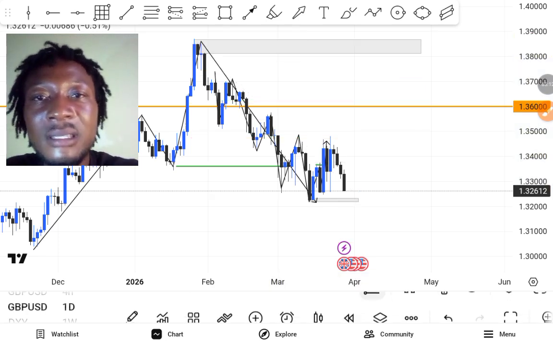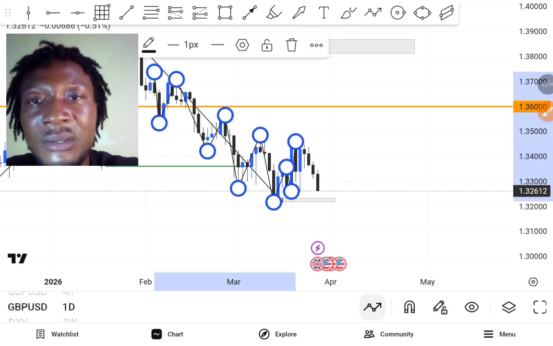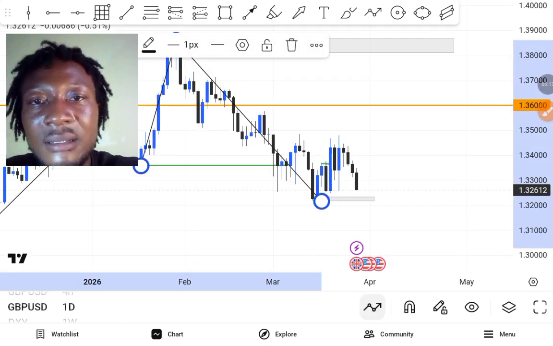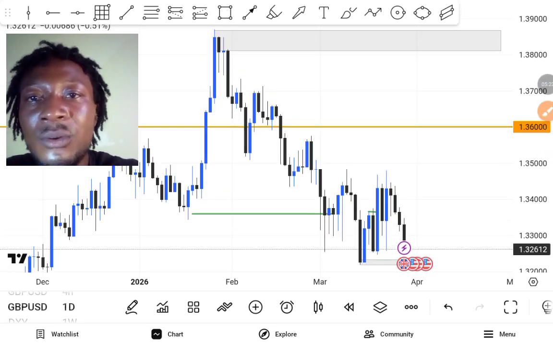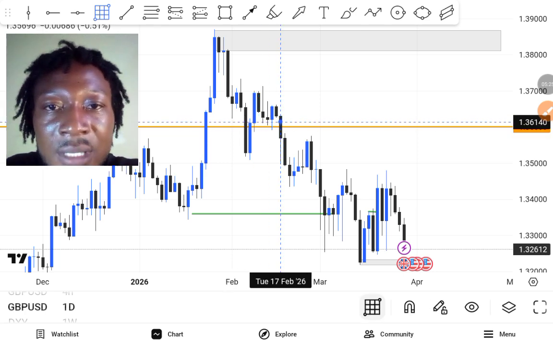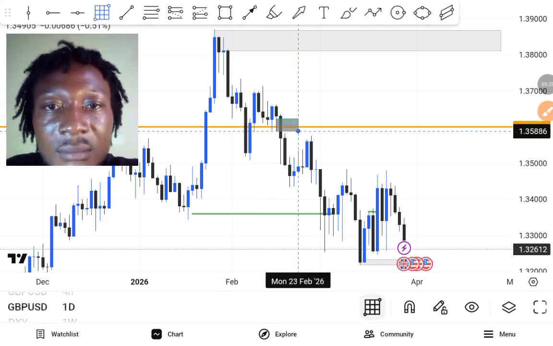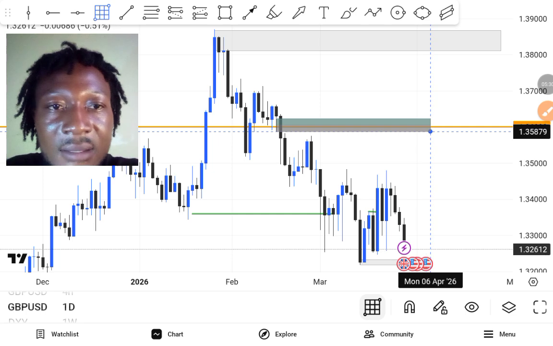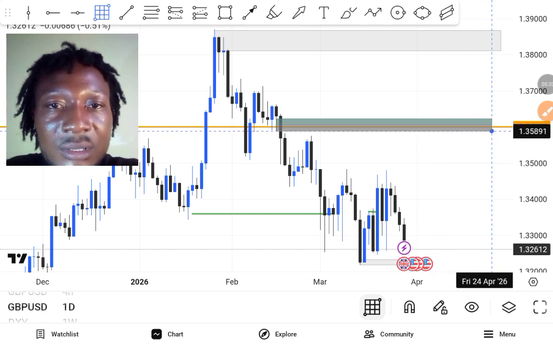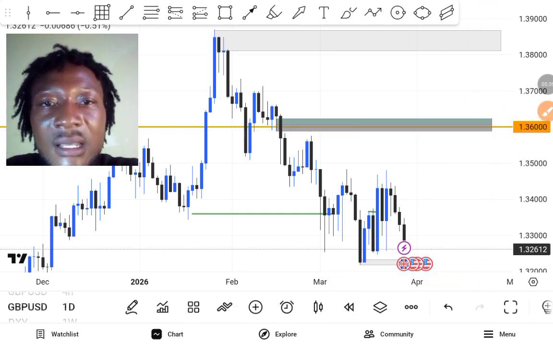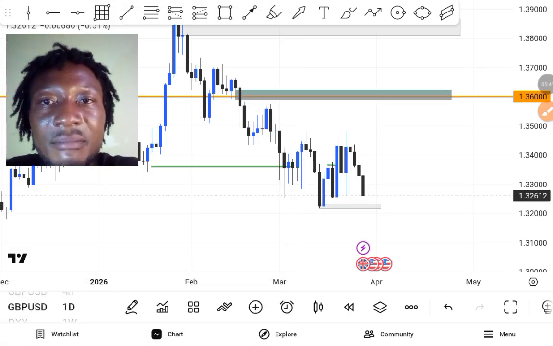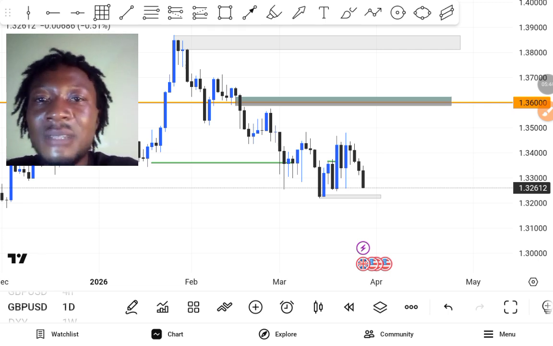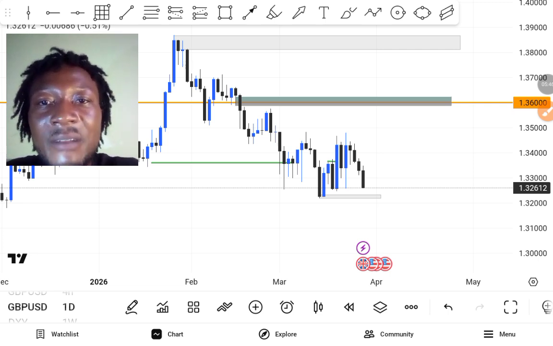Let me delete the Fibonacci so you can see. Also delete all these drawings and make the chart clean so that you can see what I'm talking about. If you look closely, you see we have a fair value gap here. Can you see that? A fair value gap untouched, still very clean. And if price has to pull back, price might decide to target that fair value gap, because that's the fair value gap that led to this change of character.